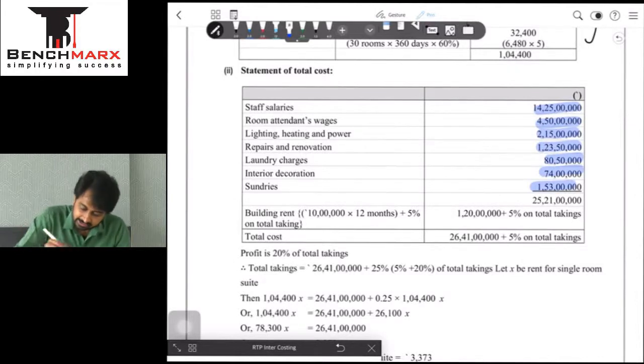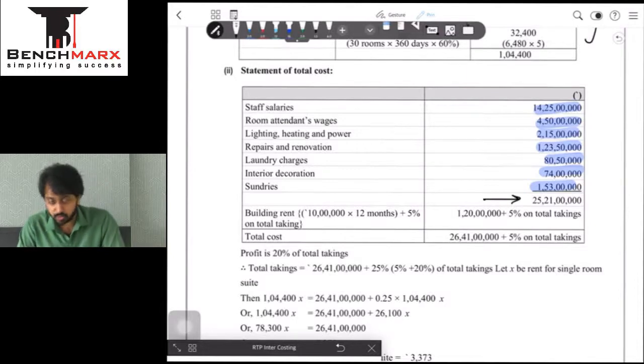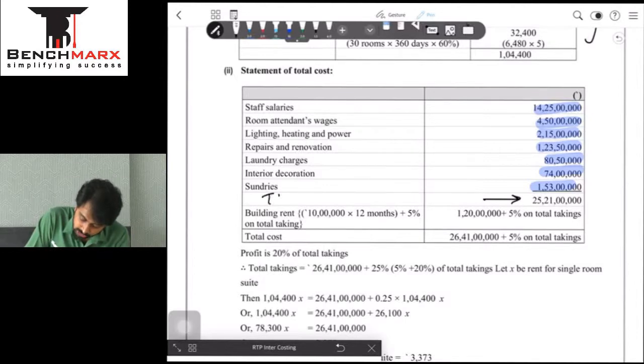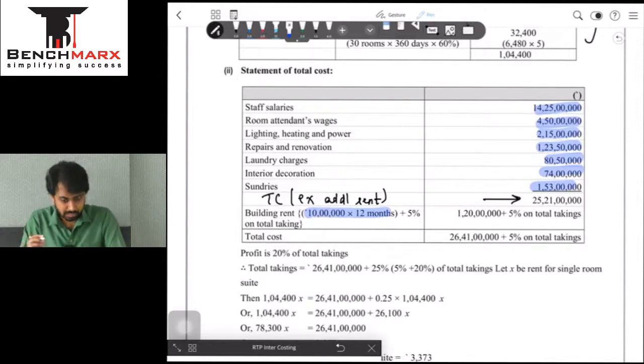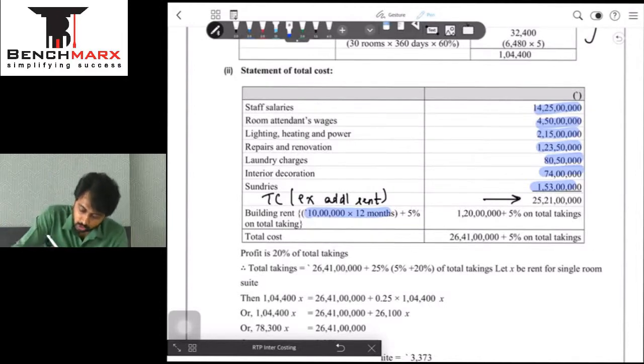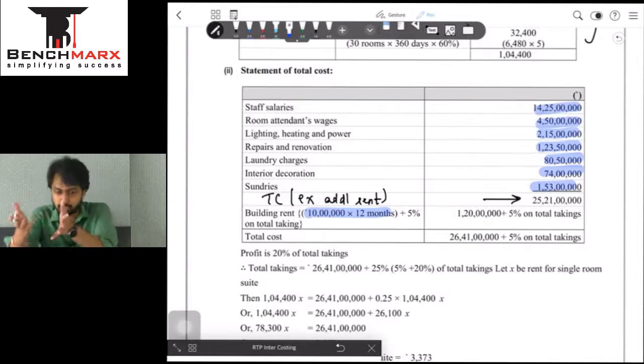Can I say this is my total cost of 25 crore 21 lakhs? Yes, but this total cost, obviously I would say total cost, but this excludes the additional rent. The rent was 10 lakhs per month, that is नीचे अपना आ चुका है यहाँ पे 10 lakhs into 12, बराबर. Now one element of cost is missing, that is 5% of taking, बराबर. So 5% of taking के लिए that depends on revenue, depends on cost, so that is going to be unknown, बराबर. So total cost excluding that additional cost is nothing but 26,41,040.